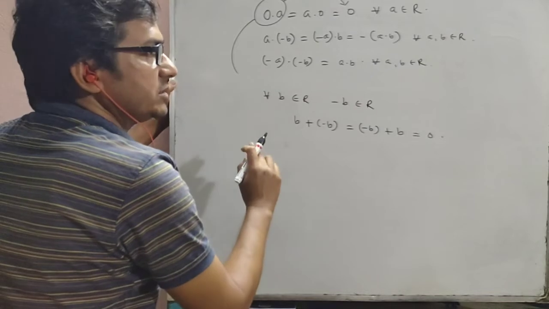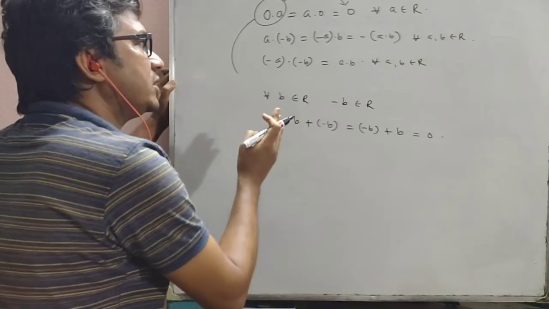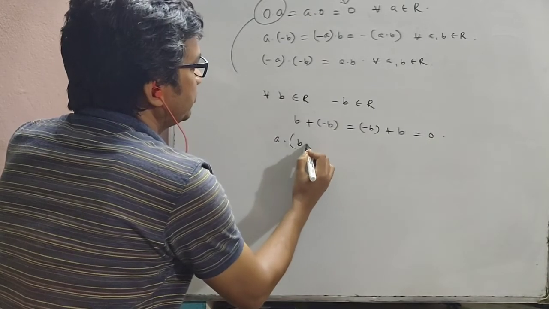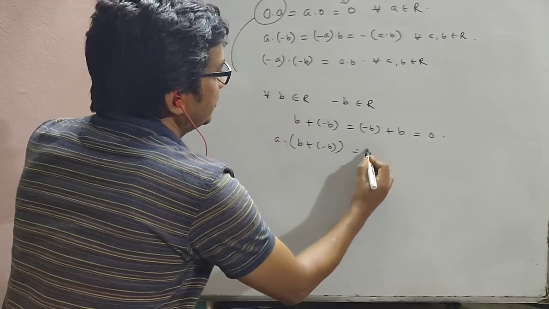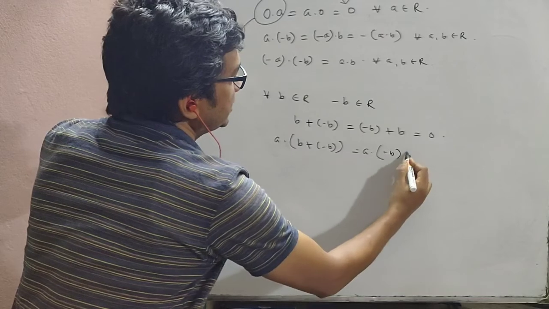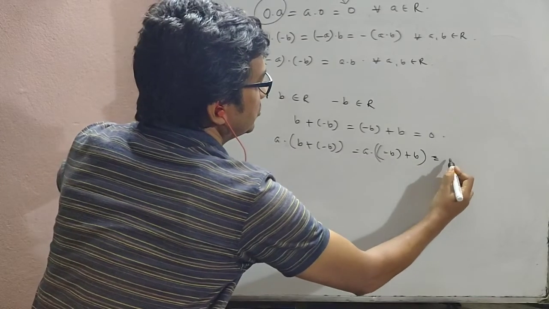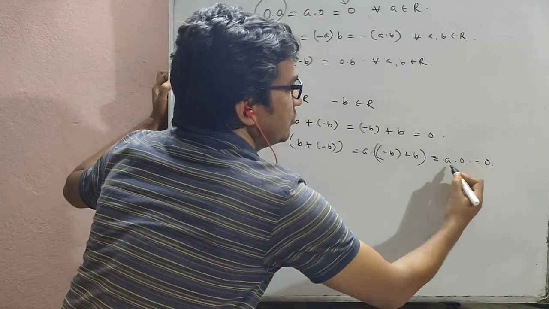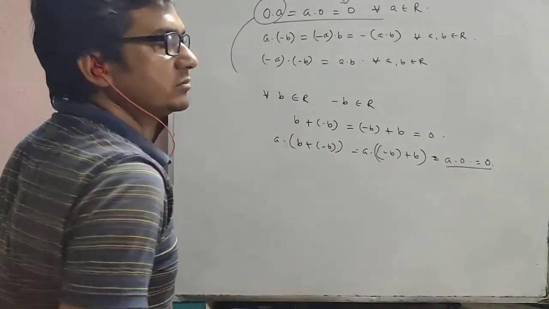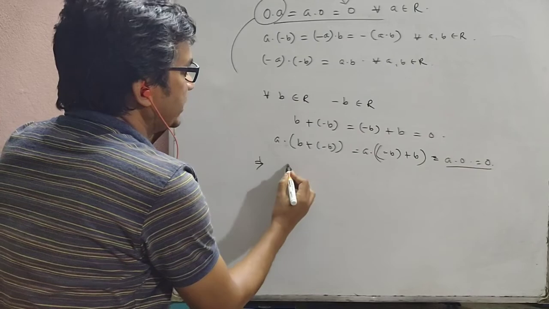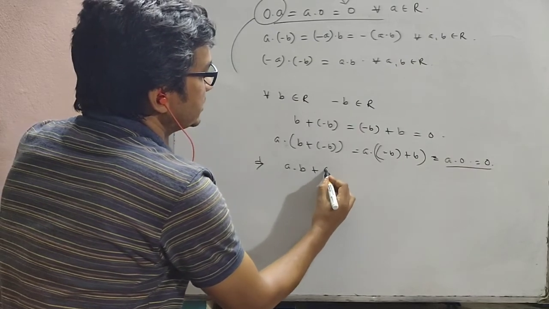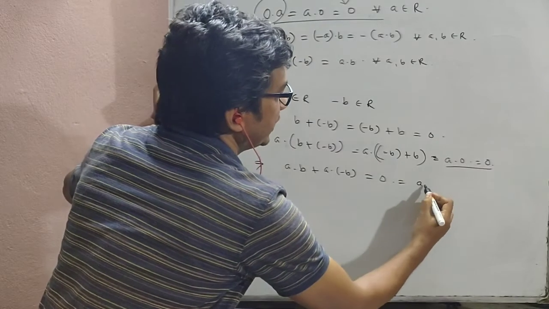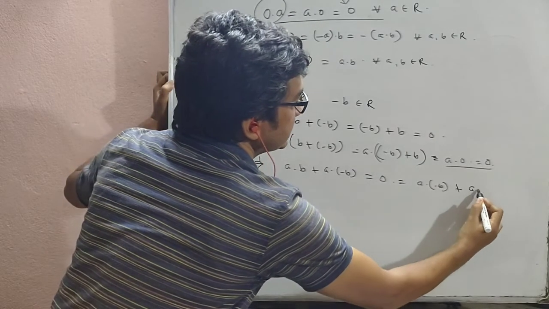Now we operate a from the left. We get a dot (b plus minus b) equal to a dot (minus b plus b) equal to a dot 0, and this is 0 from the first law. So we get a dot b plus a dot minus b equal to 0 equal to a dot minus b plus a dot b.